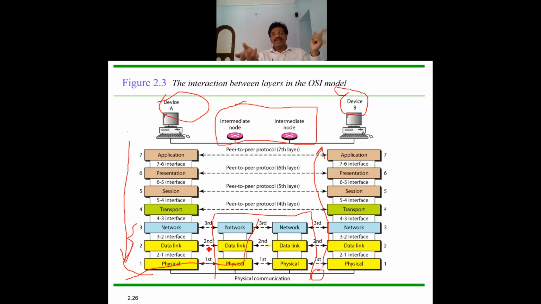So at the receiving end, the presentation layer will inform the receiver that even if the file is created or converted from a doc file to a PDF file, a PDF reader application must be present at the application layer. Then only the PDF file will be opened at device B.